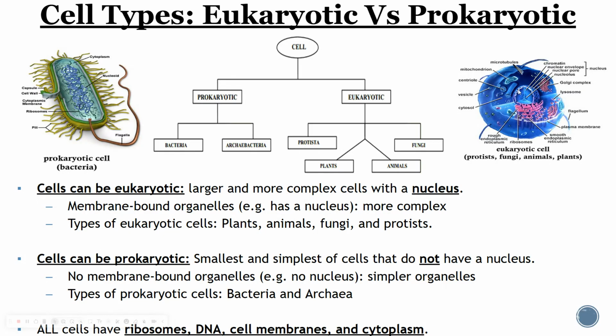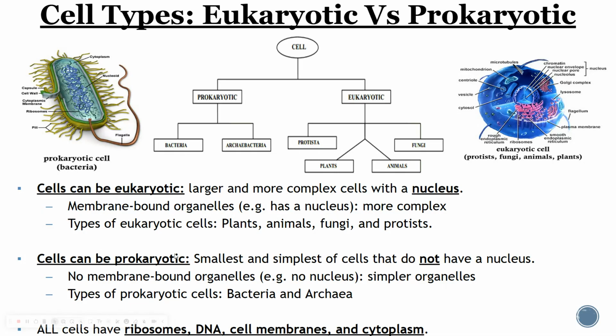And there's a few other things that make it eukaryotic, but the point is that it's larger, it's more complex, and it has membrane-bound organelles, specifically a nucleus. And other membrane-bound organelles are things like mitochondria over here, or the endoplasmic reticulum, or the Golgi, or the lysosome. So those are all organelles with little cases that surround them.